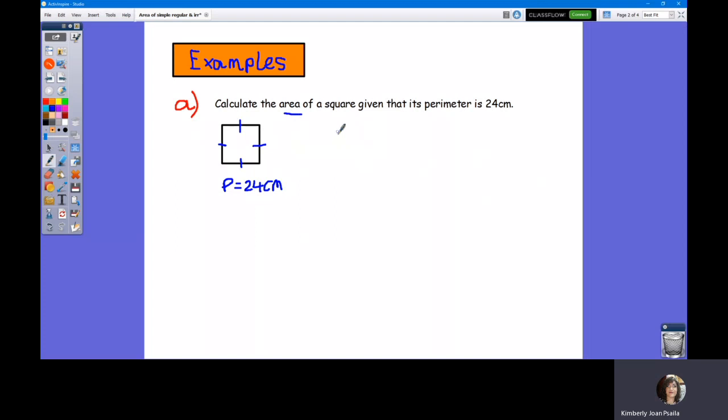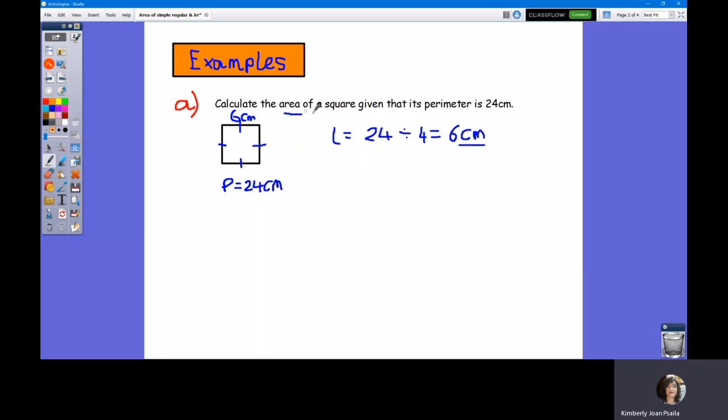So we know that P is equal to 24. However, the side of one length, we find it by doing 24 divided by 4 because we have 4 sides, okay? And our final answer should be 6 centimeters. So the length of one side is 6 centimeters. This is 6, 6, and 6.